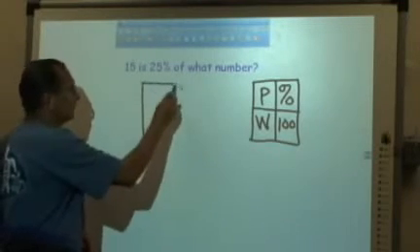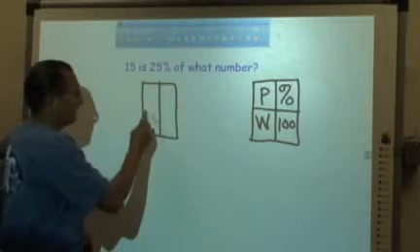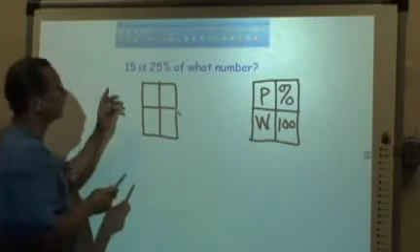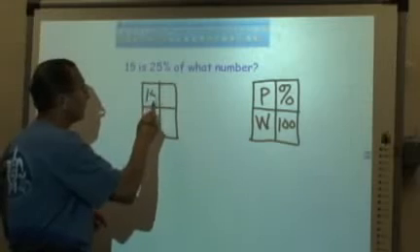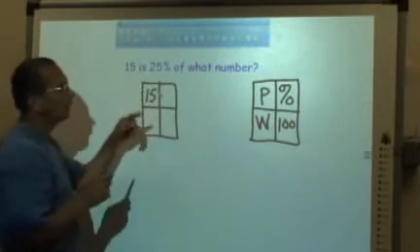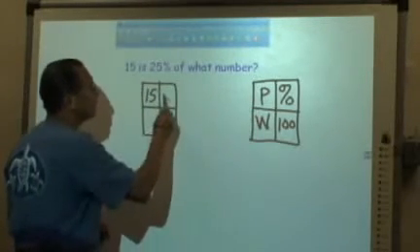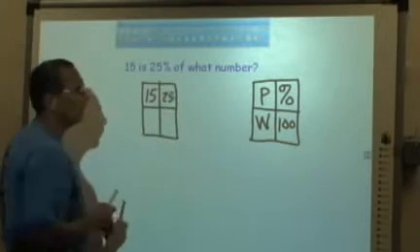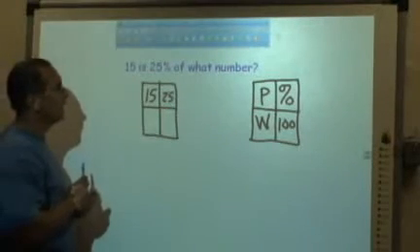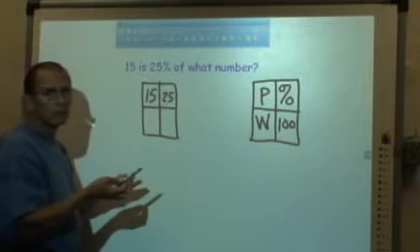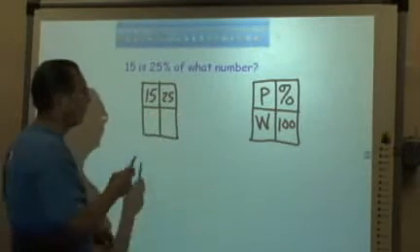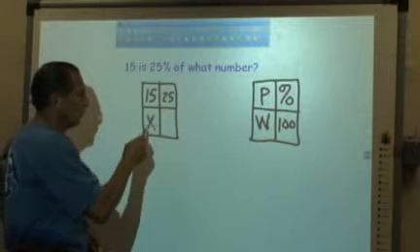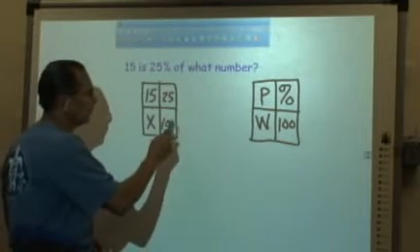Let's just do it. We'll do it right here. I think by now we're getting the process down. 15 always relates to the part. 25%, well, you can see the 25. It's going to go right there in the percent. Of what number? Of always relates to the whole. We don't have the whole. That's going to be our X. And then 100 always goes here.